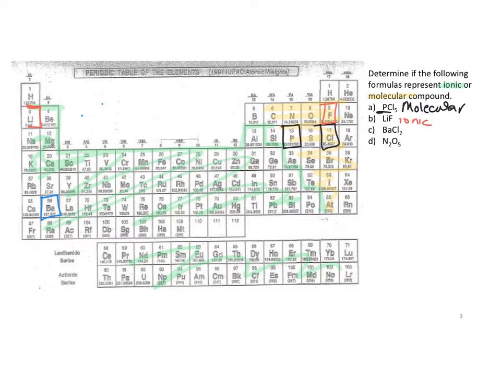Barium is a metal with chloride. Barium chloride, that's going to be ionic, metal. Nitrogen and oxygen, those are both nonmetals. That's molecular.